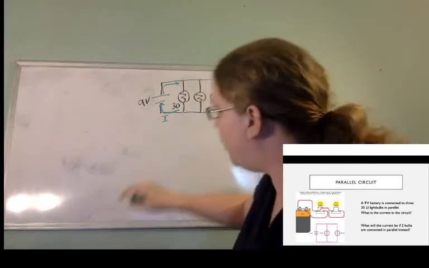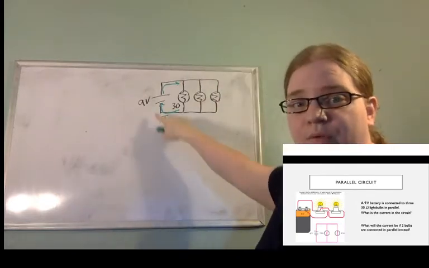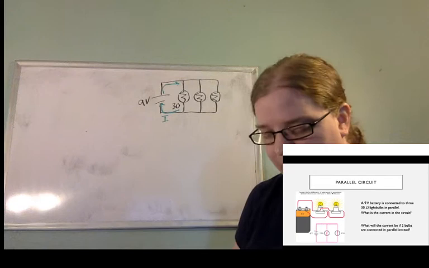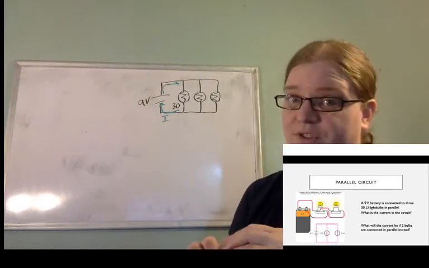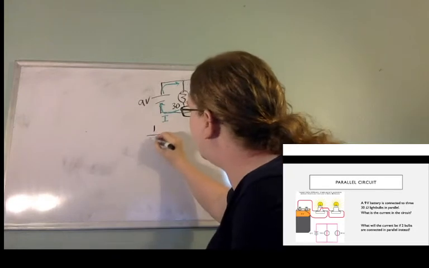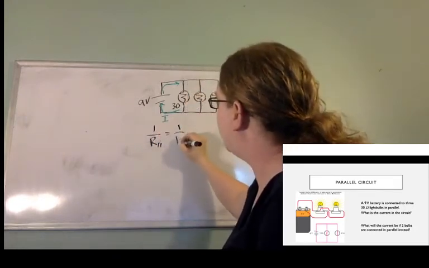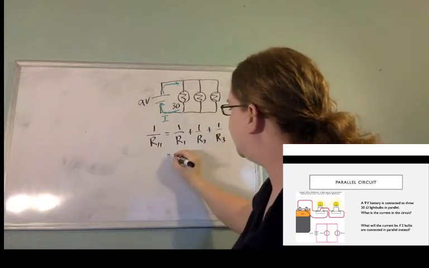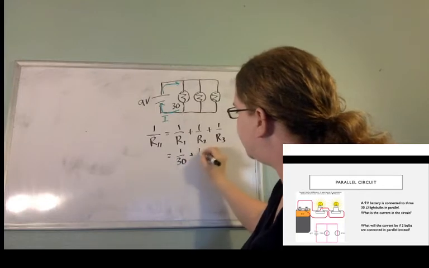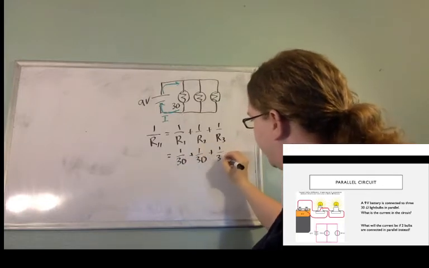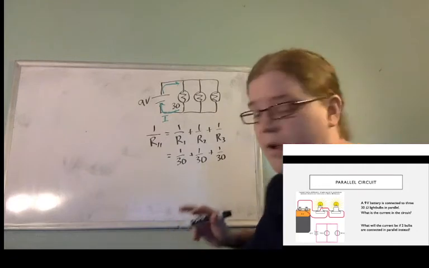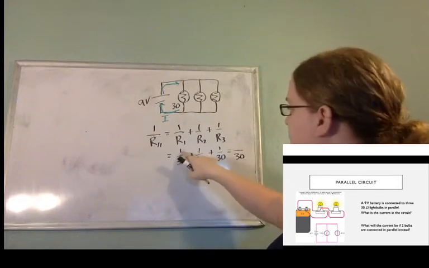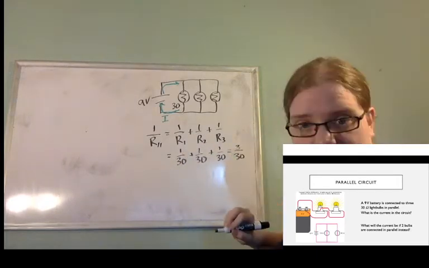In order to find the current through the battery, I have to know how much total resistance the battery thinks it sees. So I need to find my equivalent resistance. That's my first step. All right, 1 over R parallel will equal 1 over R1 plus 1 over R2 plus 1 over R3. So that's going to be 1 over 30 plus 1 over 30 plus 1 over 30. Now these do have a common denominator, so dividing by 30, I have 1 plus 1 plus 1, which equals 3.